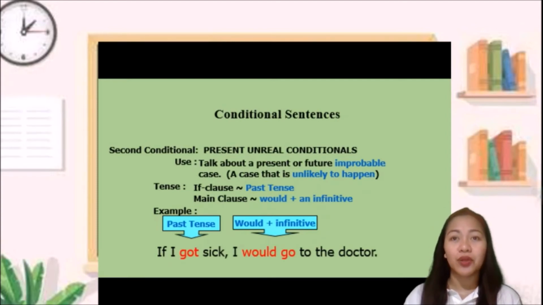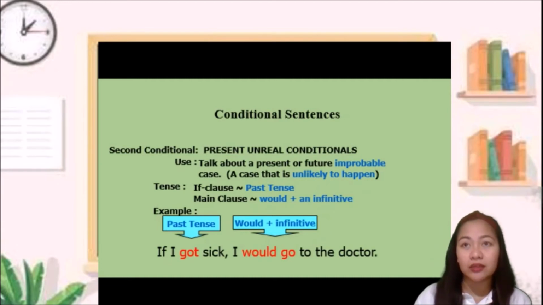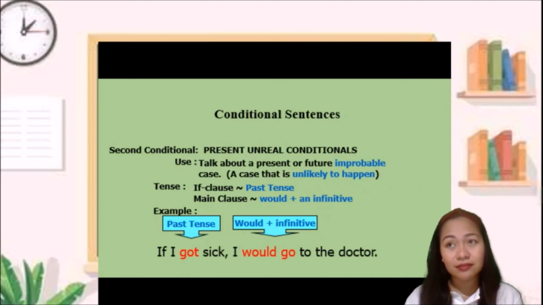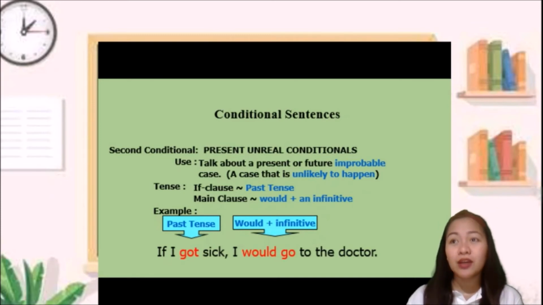Let us now have the second conditional sentence. We use this when we want to imagine that the present original condition is different, a case that is unlikely to happen. Second conditional sentence is also known as the present unreal conditional. In the sentence, if I got sick, I would go to the doctor. So, this sentence is a hypothetical one. Do I look sick? Am I going to the doctor? No, because it is an unreal situation.